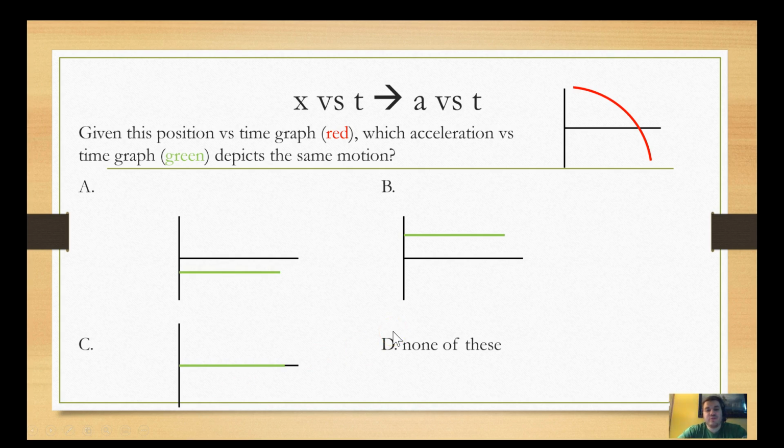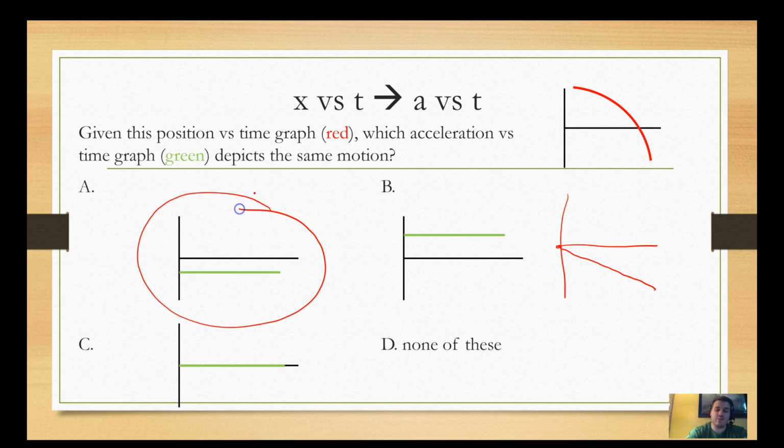So we're given a position versus time graph. We're asked what is the acceleration versus time graph. To be able to find the acceleration versus time graph, the first thing I want to do is find the velocity versus time graph. I have a negative slope on the position time graph, so I must be moving in the negative direction, and that slope is increasing, so I need to be moving in the negative direction and speeding up. So that means I need a negative slope, and that would be graph A.